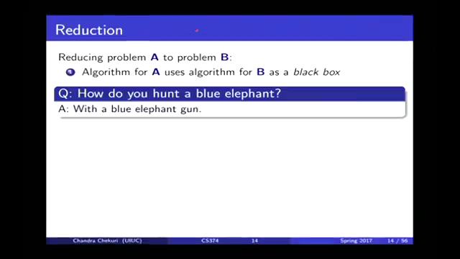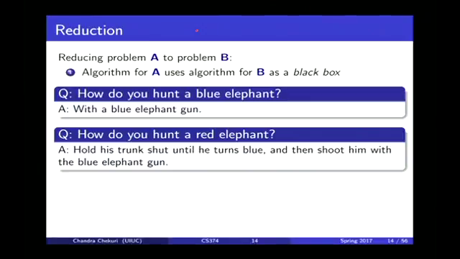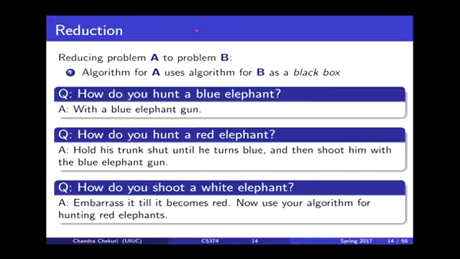So, here is a joke, right? How do you hunt a blue elephant? It's a blue elephant gun, right? And Ariel developed this, so I like this. So how do you hunt a red elephant? Hold its tongue shut until it turns blue, and then shoot it with the blue elephant gun, right? How do you shoot a white elephant? Embarrass it till it becomes red. Now use an algorithm for hunting red elephants. So it's like that, right? You don't invent new things. Okay, the key step is this: embarrass it till it becomes red. That's how you convert white to red, okay?